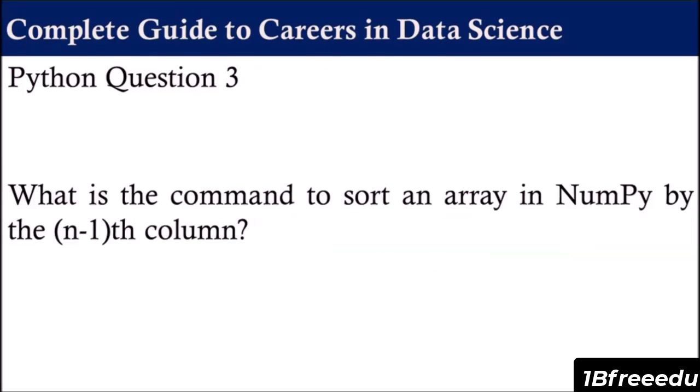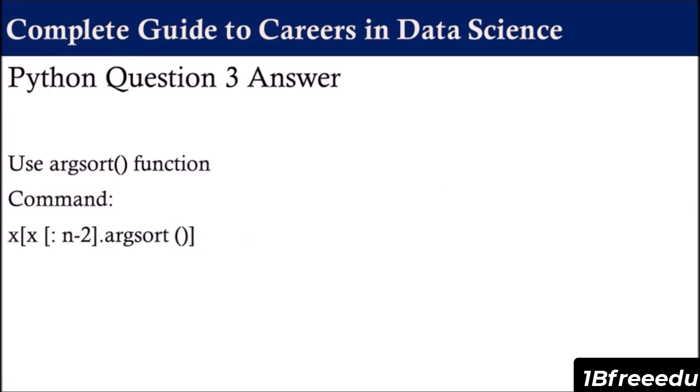The third question in Python is what is the command to sort an array in NumPy by the n-1th column? Let's have a look at the answer. We can sort an array in NumPy by using argsort function. Suppose we have an array x and we want to sort the n-1th column of x. Then the command for sorting is as shown here. Best of luck. I will see you at the next question.